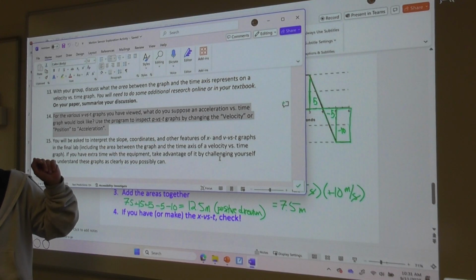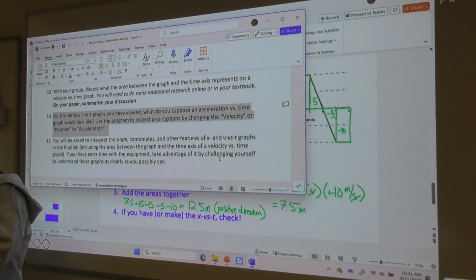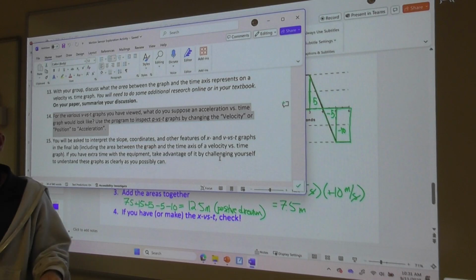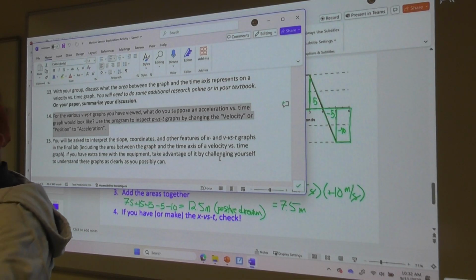And then the last thing that I'm going to ask you to do, and I'll tell you to do this at about 11:15. I'm going to have you put your name on your paper. I'm going to have you take a picture of it and turn it into your Canvas. And then I'm going to have you put your work in here.